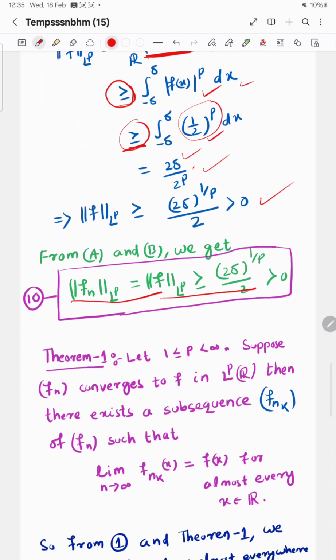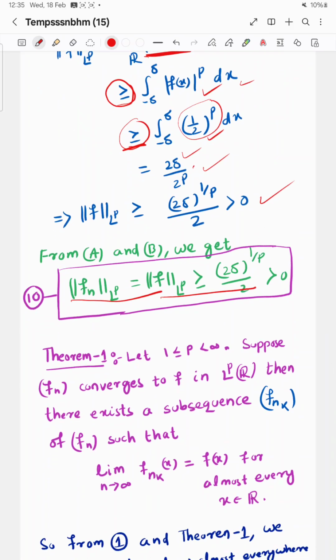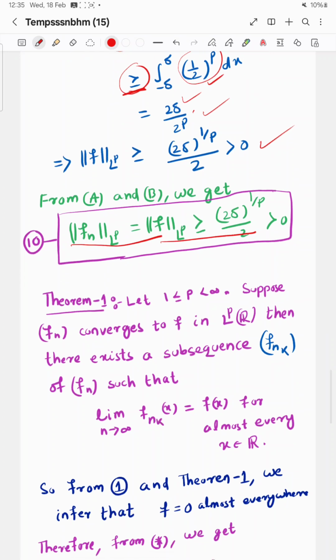Before going to prove, we will use a very interesting result in functional analysis or measure theory. It says that for 1 less than or equal to p strictly less than infinity, if Fn converges to F in the LP space, then we can find a subsequence of Fn, which is Fnk, such that Fnk converges to F pointwise almost everywhere. But if you remember, in the previous part we have shown that the pointwise limit of Fn is 0, for every point.